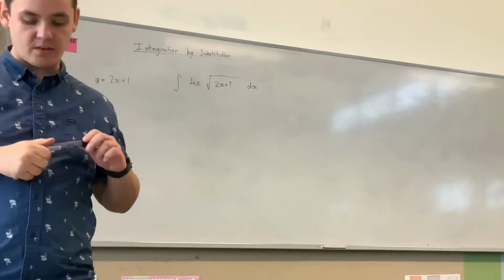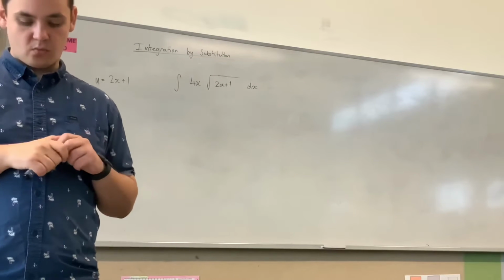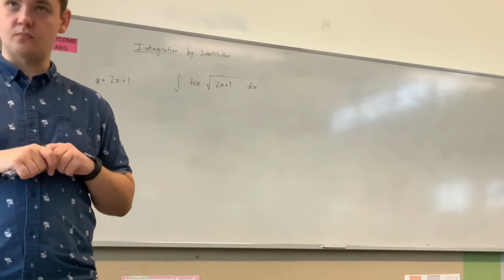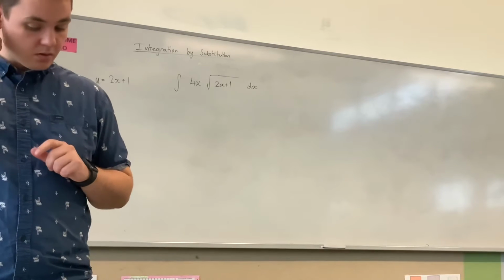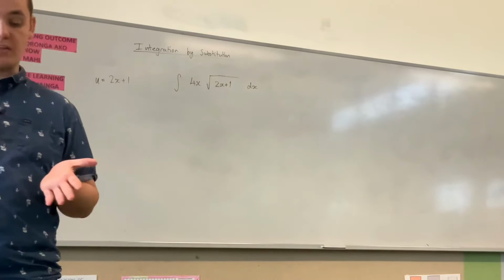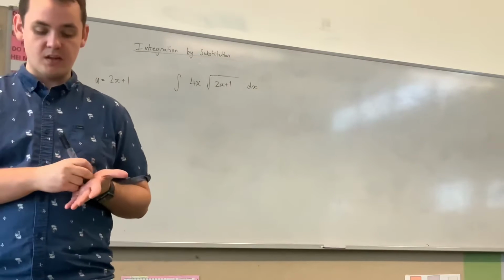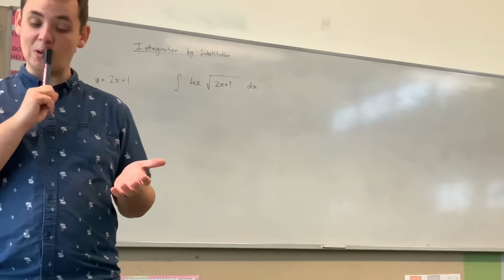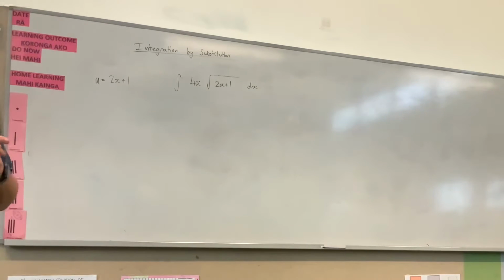Does anyone have an idea of how we can do this? We are going to replace 2x plus 1 with u. There is something else we're going to do. It is going to be the inverse chain rule, I believe. Let me just double check that.